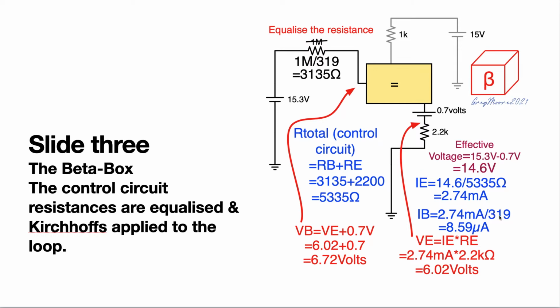And then I can divide that by the beta of the transistor to get the base current for the transistor. And the base voltage for the transistor, of course, I would simply take what I've worked out here with the emitter voltage and add the 0.7 to it to take me back up to 6.72 volts at this point here. Let's have a look at the next slide and see what would be involved if we didn't use the beta box.